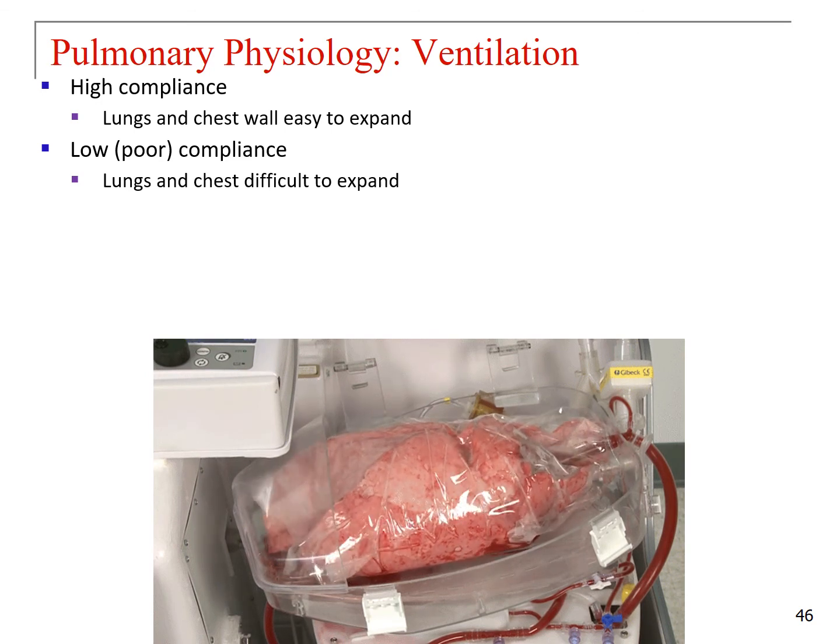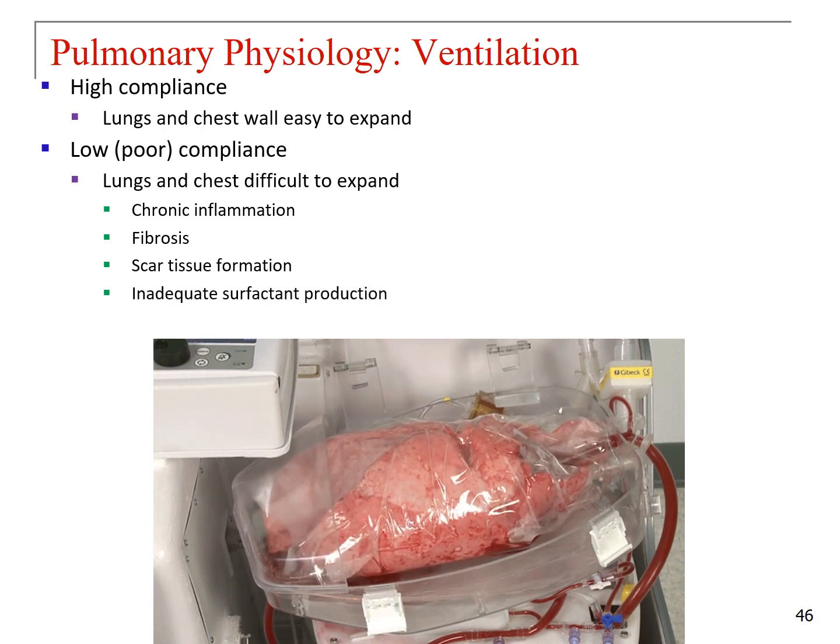There can be a number of different things that are responsible for this. Chronic inflammation can result in low compliance. So can fibrosis, which is the formation of at least a little bit of scar tissue. Extensive scar tissue formation, of course, can make the lungs and chest difficult to expand. If you have inadequate surfactant production, as happens in premature babies, then this can also result in low or poor compliance.